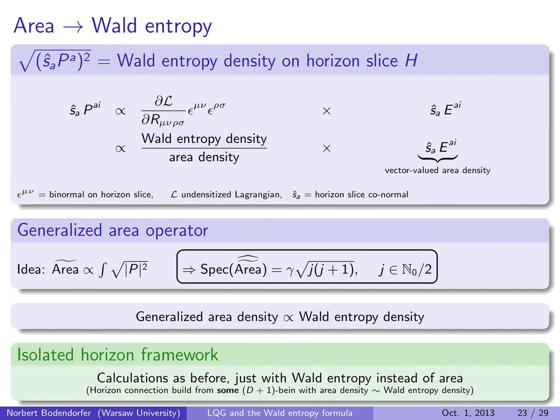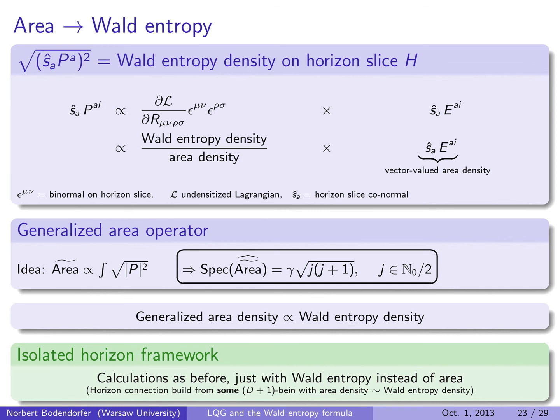Now, I have to tell you what's happening with the isolated horizon calculations given this substitution, and the answer is very simple. Everything goes through as before, just at the end you have to substitute the area by the wall entropy. And here there's also a comment on the connection that you would use on the horizon. In this case of this generalized theory, you could use such a gamma zero built from any vielbein such that the area density you derive from this vielbein is given by the wall entropy density. So here we see already that there's lots of freedom in choosing this horizon connection gamma. Okay, I will comment on this wall entropy thing a bit more later on.